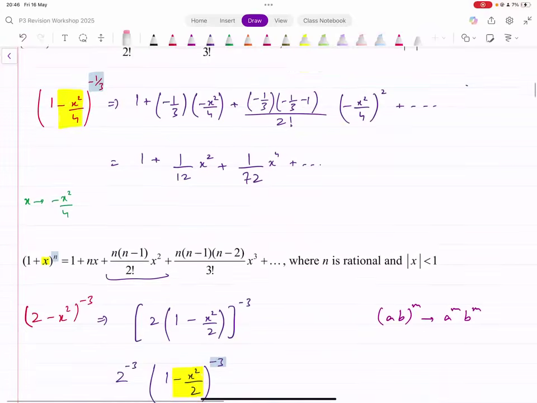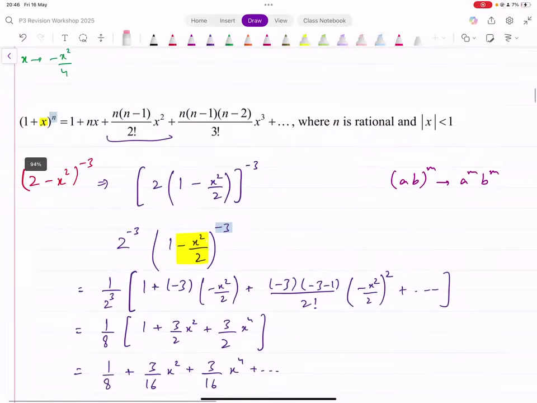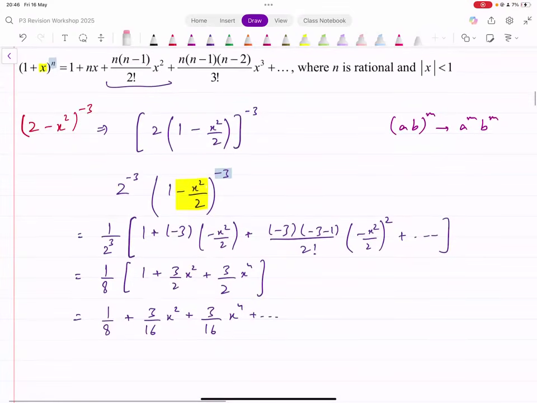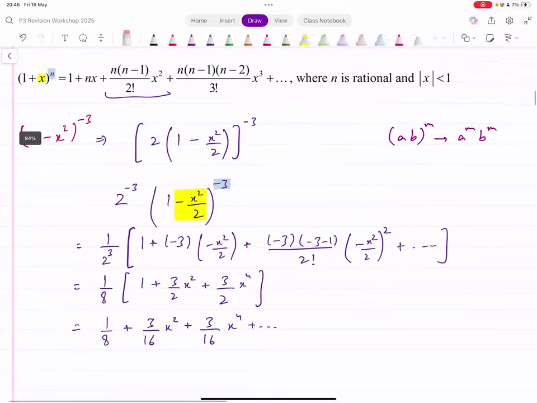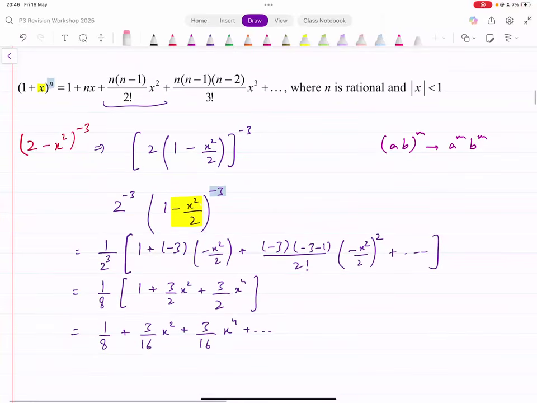Okay, let's take another example. Now, the complicated part here is sometimes when you do not have 1 as the first term. For example, if you have 2 as the first term here, how would you expand this? Now, the formula requires that the first term is 1. So first of all, what you have to do is you have to make the first term 1. How would you do that? You can take 2 common outside.